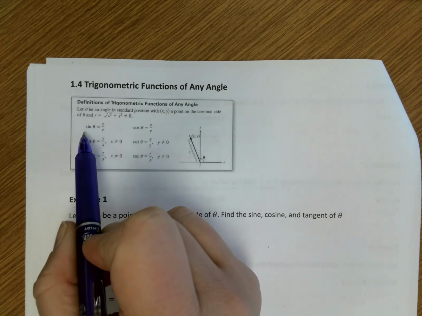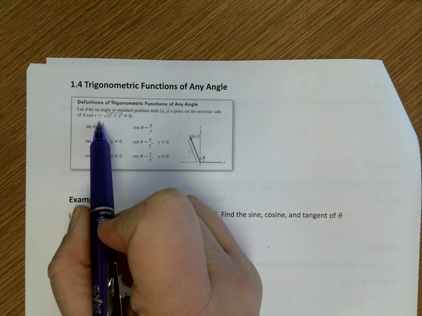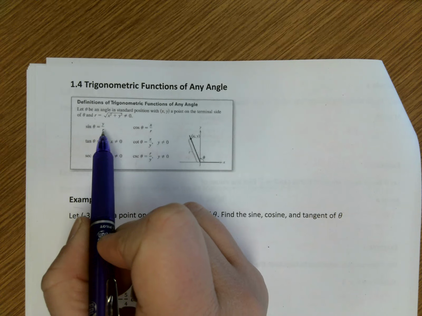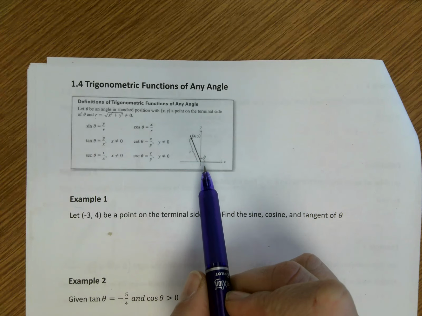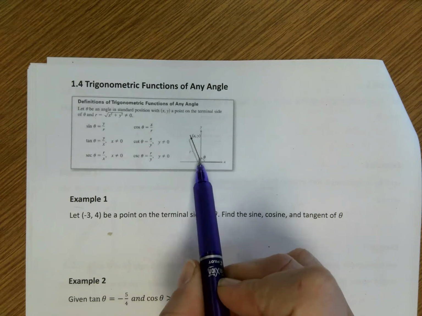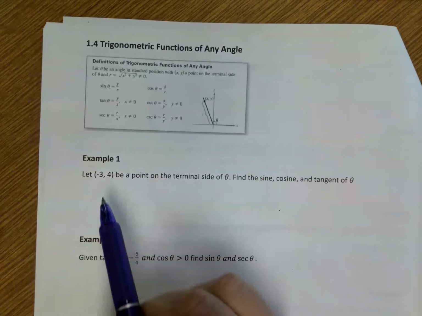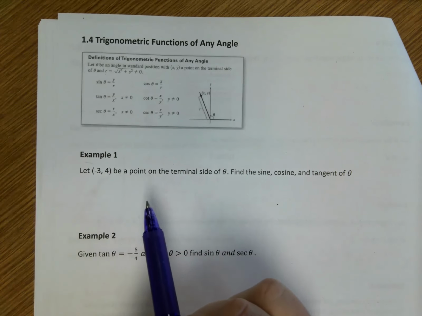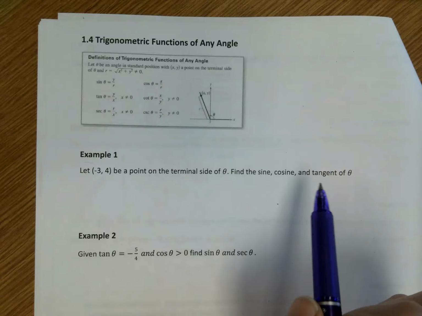This still holds true for when you have a point, as long as you know your r value. Your sine is still your y value over your r, and so forth. But again, this is when we don't know the angle. So let's say I'm given a point like this: find the terminal side of the angle, find the three coefficients.